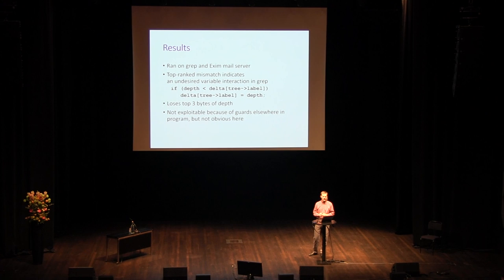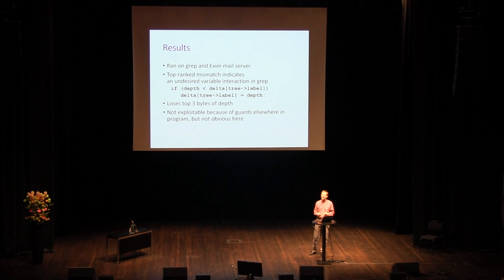So we ran this on some programs, including grep and the XM mail server, and the top-ranked mismatch in grep indicated an undesired variable interaction. In particular, this code loses the top three bytes of depth. It doesn't happen to be exploitable here because there's a guard in a far-removed part of the program, but it's definitely a code smell.